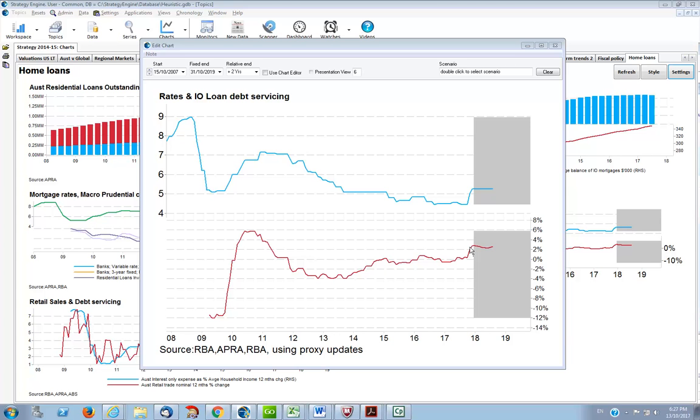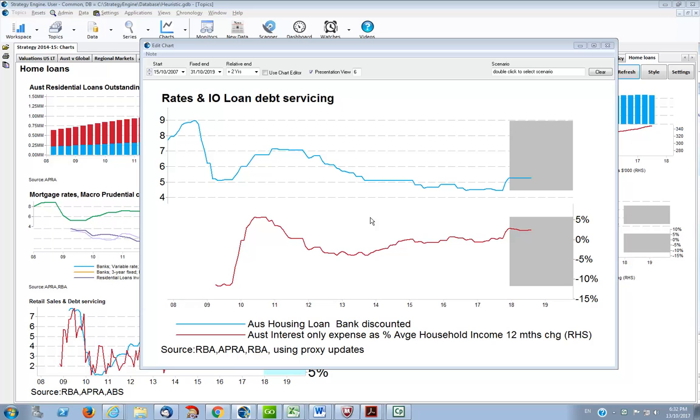Given that about 18% of households have an interest-only loan, the overall impact on total household income we estimate to be around about 0.5%, or maybe 0.3% of GDP. So it is a fairly significant move in terms of cash flow on the household budget. That's a fairly sizable impact on the household cash flow position.